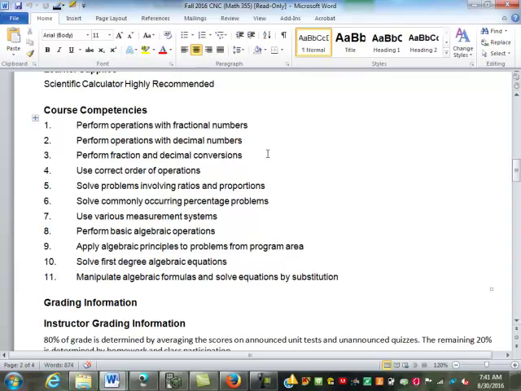This class might be a lot of repeat for you. If you're pretty confident in your abilities on these topics, come and talk to me. There is a test out process. It's a 3-credit class, so it costs you $60 to attempt the test out. And I believe the test out has to be done by noon on Friday.